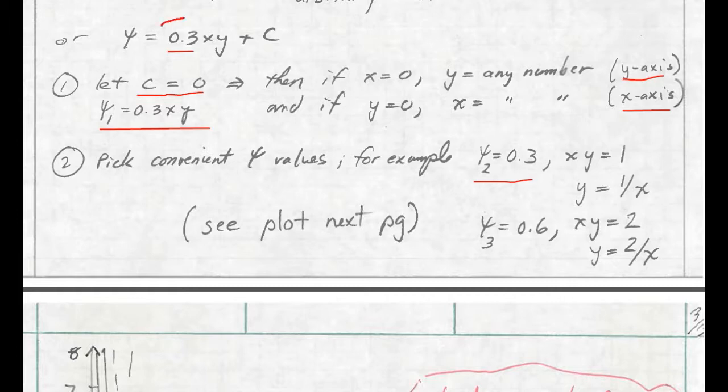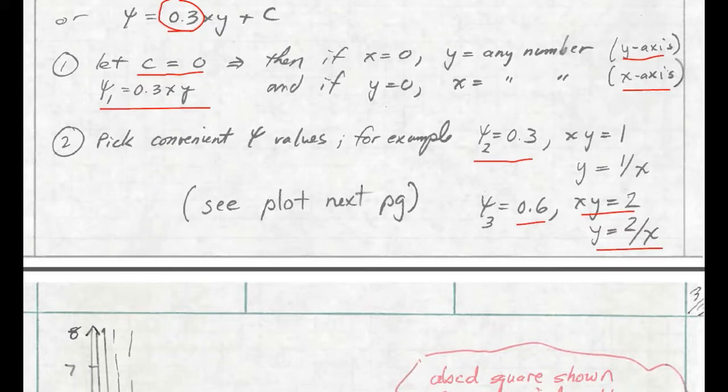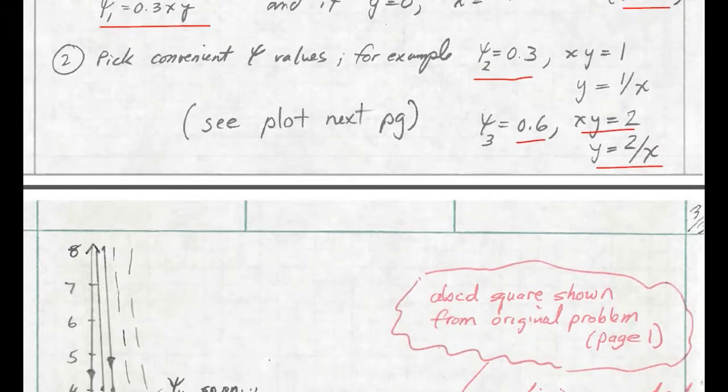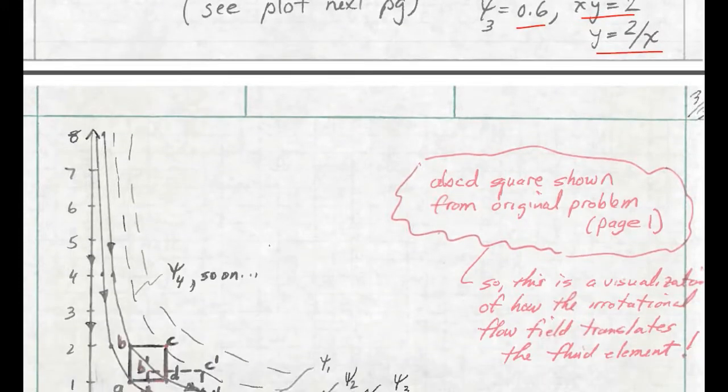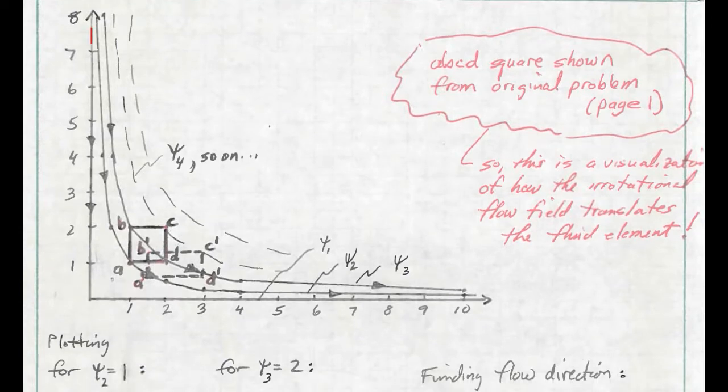So we chose that basically because we had this constant 0.3 in front of it. So if we choose multiples of that, say we choose 2 times 0.3, we can say psi 3 is equal to 0.6, then xy is equal to 2, or y equals 2 over x, and so on. So we have these hyperbola-like functions that we can plot up, and we can see them.